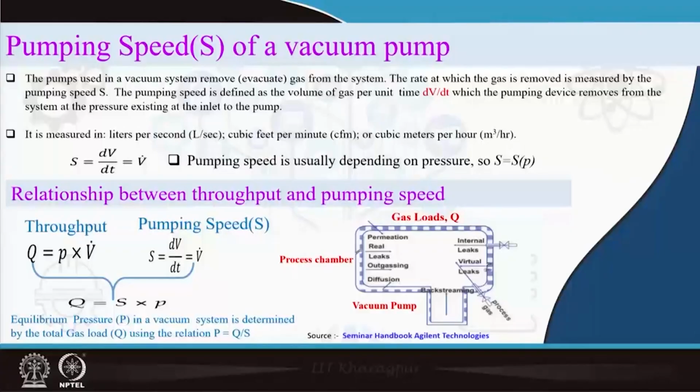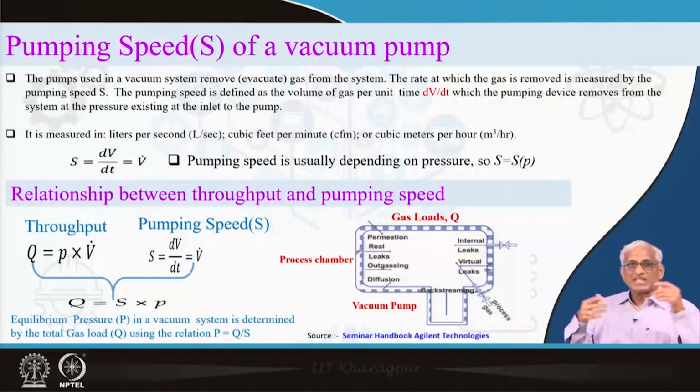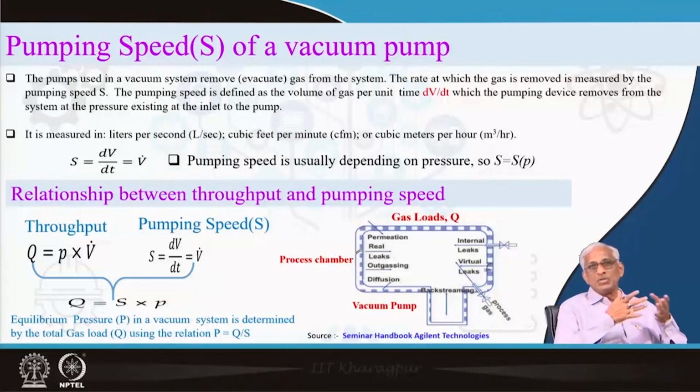So, with respect to the pump, S is equal to dV by dt, and when you multiply with the pressure existing at the inlet of the pump, you will get throughput, because that is the same quantity of gas which is coming from the chamber. So, the relationship between throughput and pumping speed, already you might have guessed, is Q equal to S into P, pumping speed into pressure.